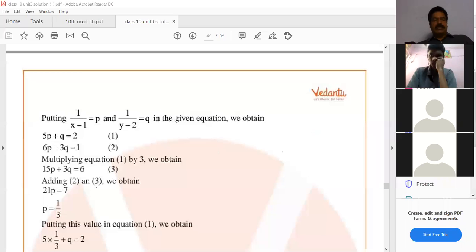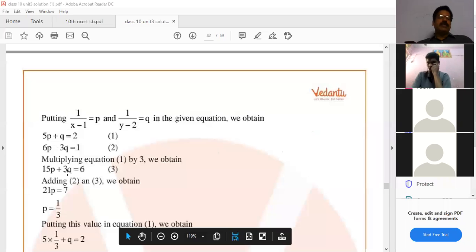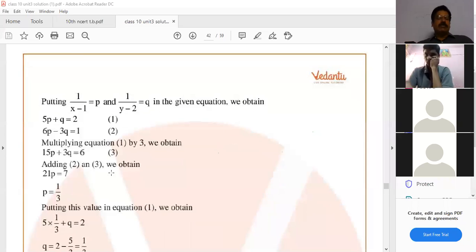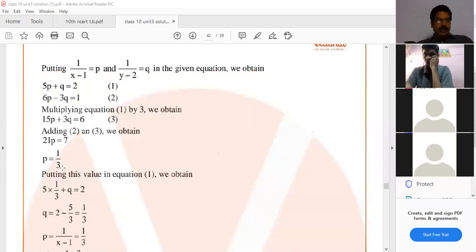Now different signs. This is plus 3q and this is minus 3q. If they are different signs, we can add. Adding equations 2 and 3, I will get 15p plus 6p, 21p, and 3q minus 3q cancel. 1 plus 6, 7. 21p equal to 7. Hence p equal to 1 by 3.